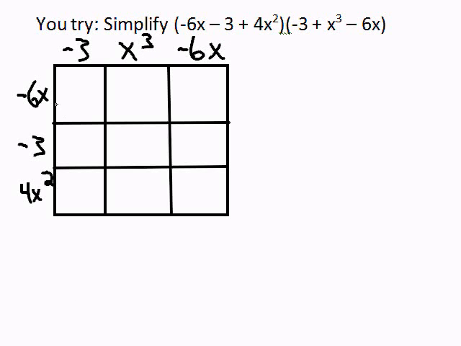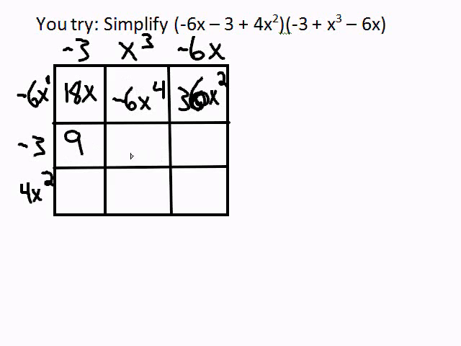And then I'm just going to go ahead and match up where the two terms meet. Negative 6x meets negative 3, and they multiply, so we get 18x. Negative 6x and x to the third gives us negative 6x to the fourth, because again, an exponent of 1 plus 3 gives us an exponent of 4. Negative 6x times negative 6x gives us positive 36x squared. Negative 3 times negative 3 is positive 9.